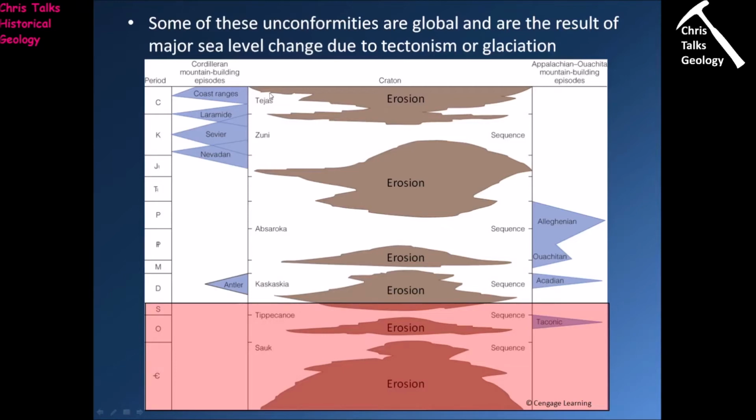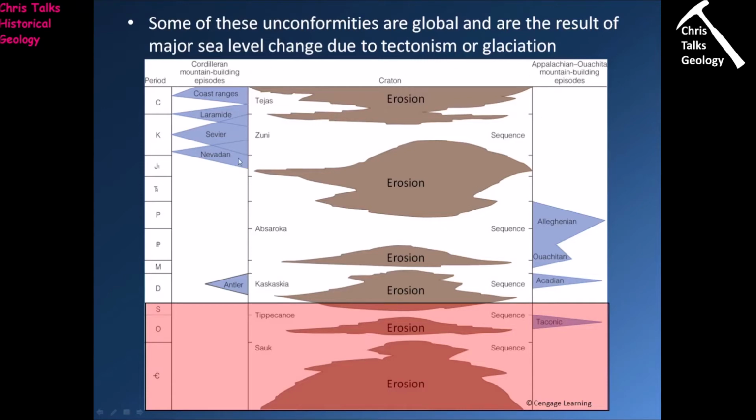So if we look over here on the west coast, we're going to be discussing the Antler Orogeny as part of the Paleozoic. You'll notice though that's pretty much it for the Paleozoic on the west coast. Whilst over here on the east coast, we're going to be covering the Taconic Orogeny, the Acadian Orogeny, the Ouachita Orogeny, and the Alleghenian Orogeny.